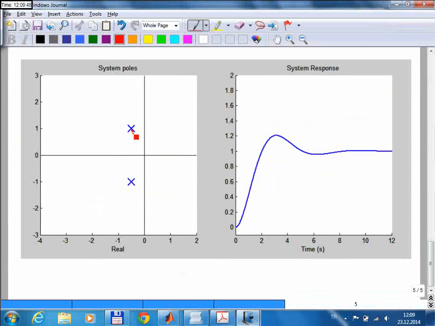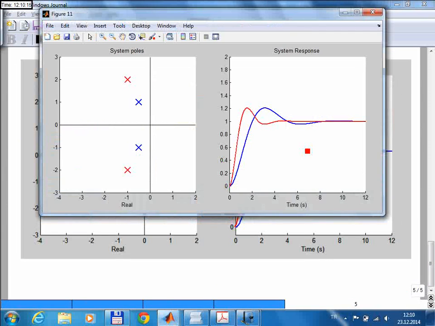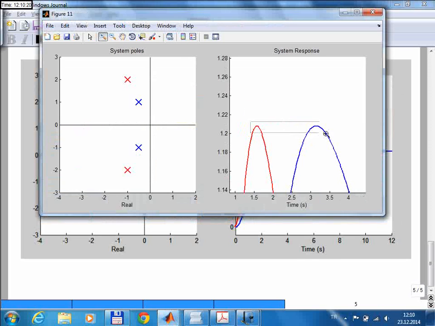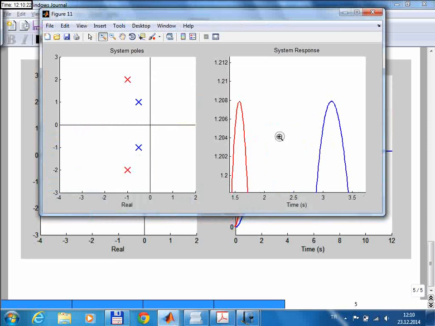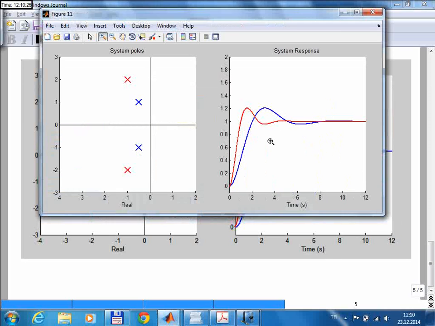I'm going to keep the damping ratio constant, so that means this angle will not change. But I'm going to increase the natural frequency. I'm going to put the poles somewhere there. And what I expect to see there is I expect the peak to stay where it is, and I want to be able to reach there faster. So I expect the response like that. In fact, this is exactly what we get. If you zoom in here, you see that the peaks are more or less constant.